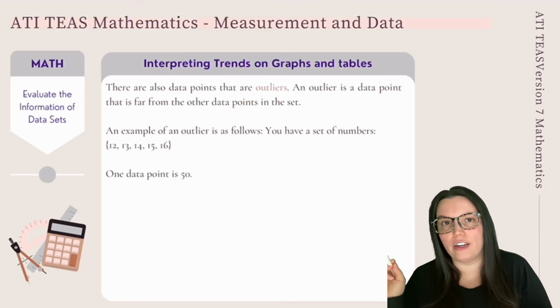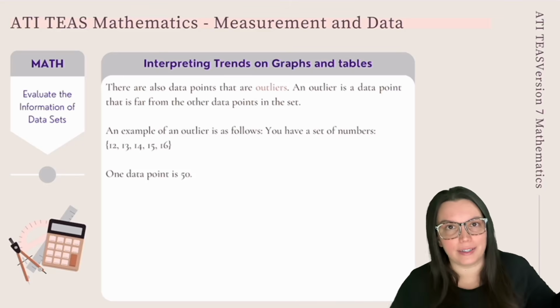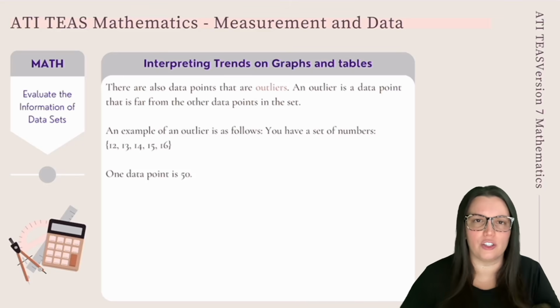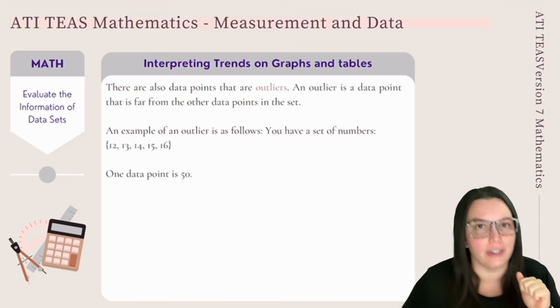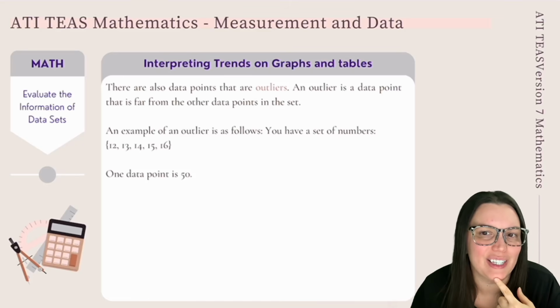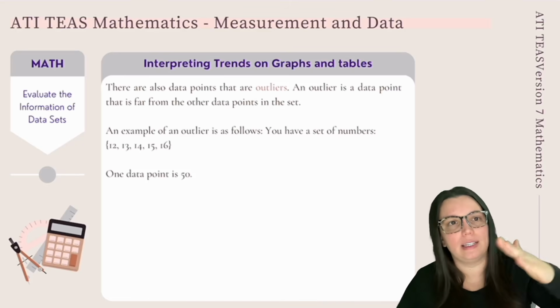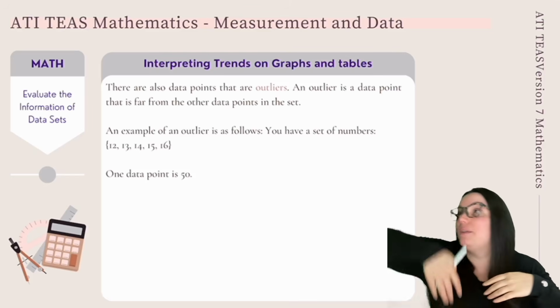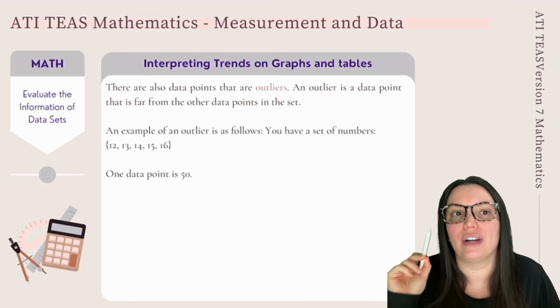We graph that on our chart, and it looks like it's going up, right? We have positive numbers. It's going from 12 to 13 to 14 to 15 to 16. However, maybe the question is going to say we have this one point that is 50. So out of everything, okay, it's slowly going up, and then all of a sudden we have this 50 out of nowhere. That 50 is going to be considered your outlier.